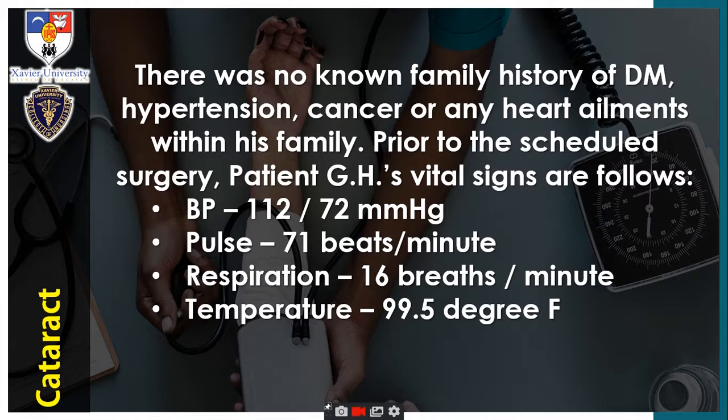There was no known family history of DM, hypertension, cancer, or any heart ailments within his family. Prior to the scheduled surgery, patient GH's vital signs are as follows: blood pressure of 112 over 72 millimeters of mercury, pulse of 71 beats per minute, respiration of 16 breaths per minute, and temperature of 99.5 degrees Fahrenheit.